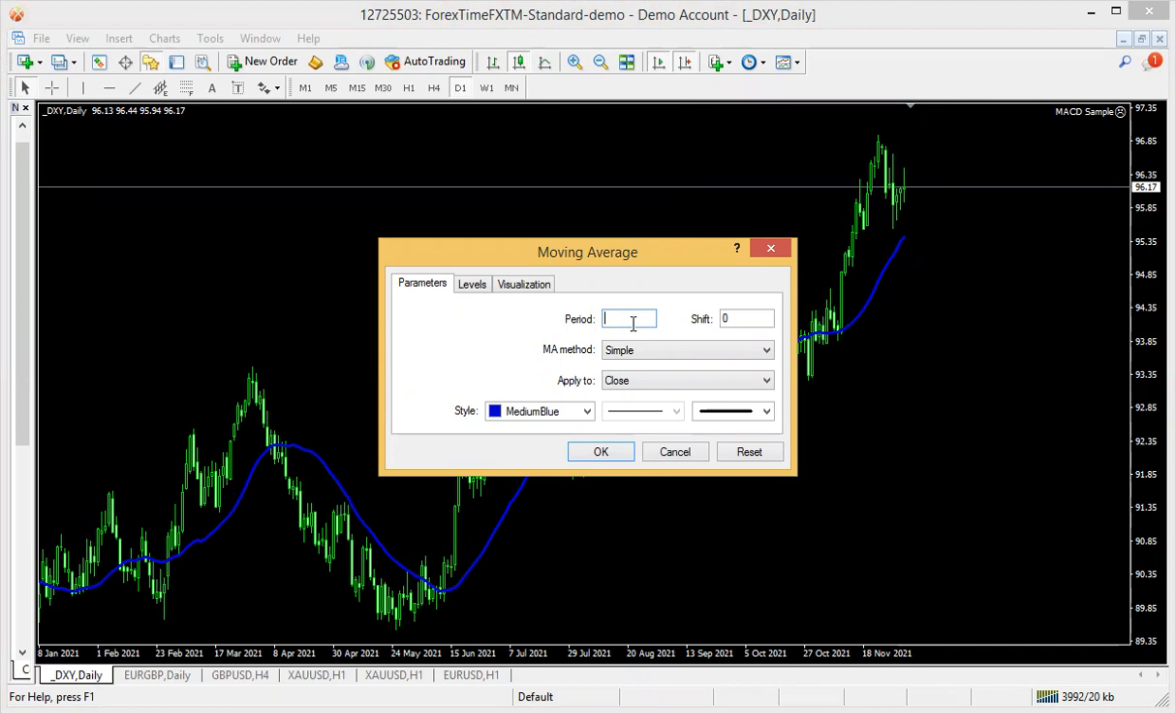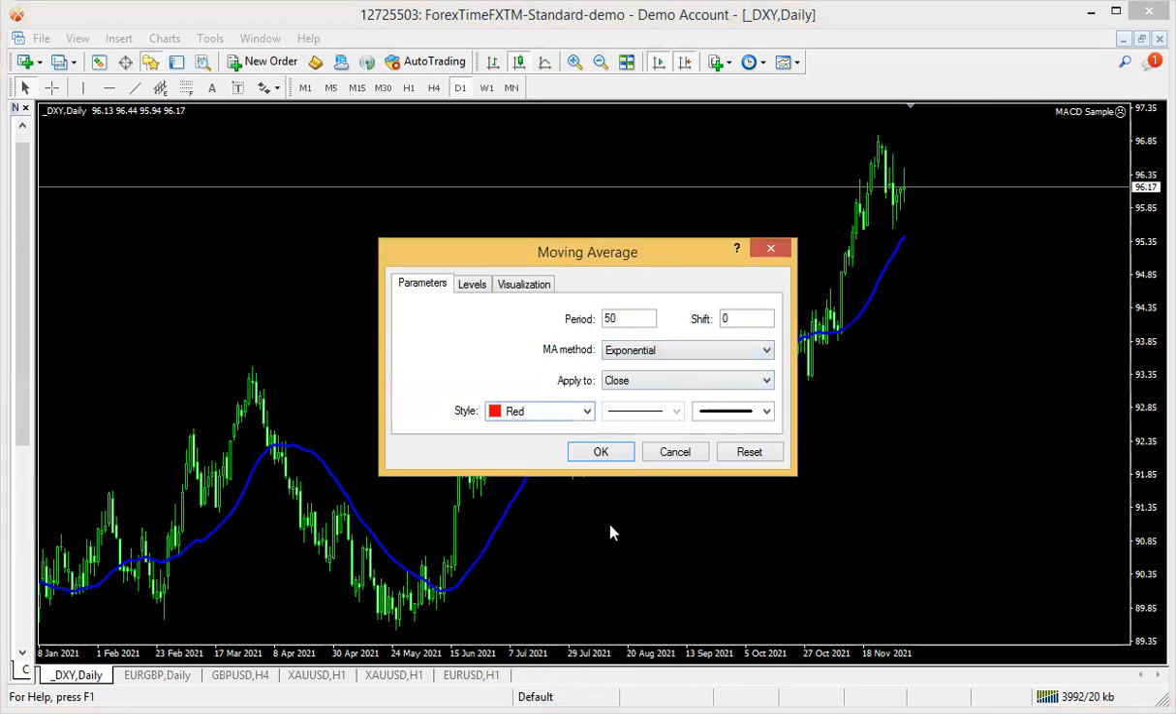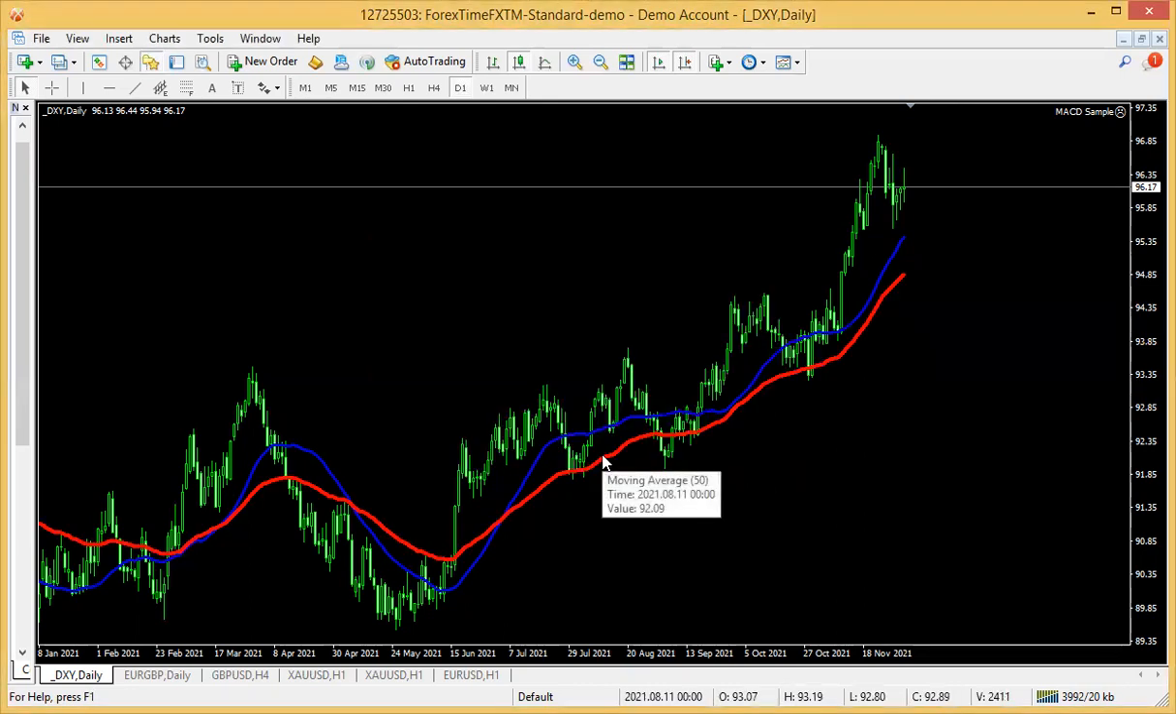I'm setting 50, then I'm going to set exponential. Then I will change the color to red. I will make this one thicker to show that it's the bigger number. Then I will say okay. You can see clearly, this red one is called the 50 moving average, and it is called the slow moving average. Do you know why it is called the slow moving average? Because when we say 50, it means 50 candles.